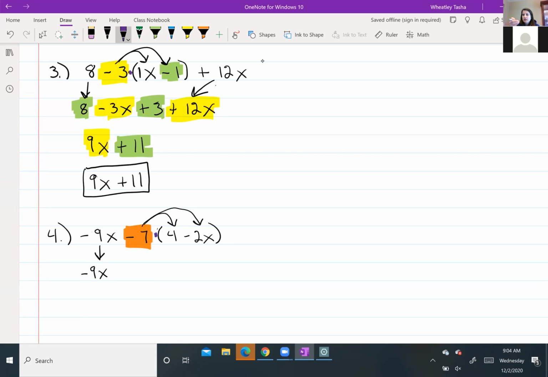So -7 times 4, and you can check this on a calculator or use the Desmos calculator. If you need that link, just let me know. I can send it to you. That would give us -28. And then -7 times -2, so negative times a negative is going to give us positive 14x. Awesome. Now in the chat, will you tell me, is there anything that can be combined, or is that our final answer?